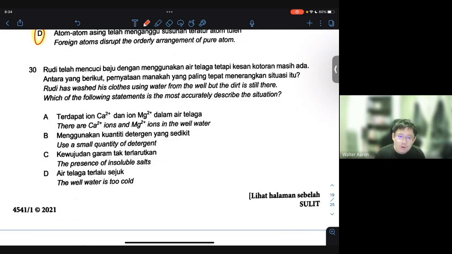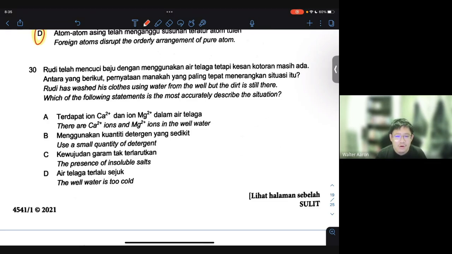So I think what question 30 is implying is that Rudy was actually using soap to wash the clothes, but the well itself has hard water, which contains calcium and magnesium ions. Assuming that is the case, then of course the answer is supposed to be A. But there's no soap, like I said, so we cannot simply assume. It's very hard to tell, but can we just assume that it is soap? Okay, let's just assume that it's soap, because the question is somehow quite incomplete.